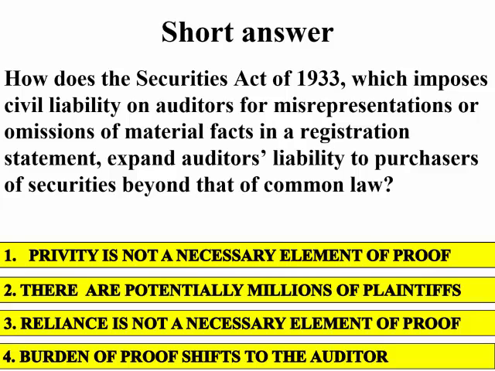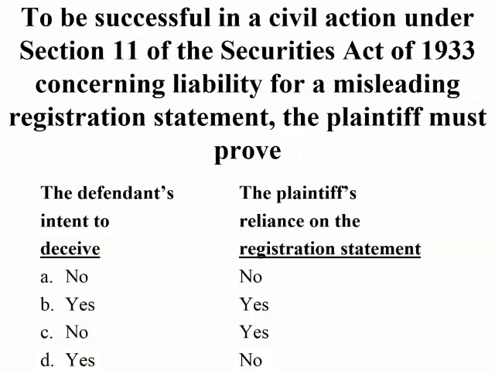To be successful in a civil action under Section 11 of the Securities Act of 1933 concerning liability for a misleading registration statement, the plaintiff must prove, and again, it's just materiality and injury. That's it. So the answer for this one is going to be no and no. You do not need to prove any kind of intent, and you do not need to prove reliance. So that is it for the Securities Act of 1933.